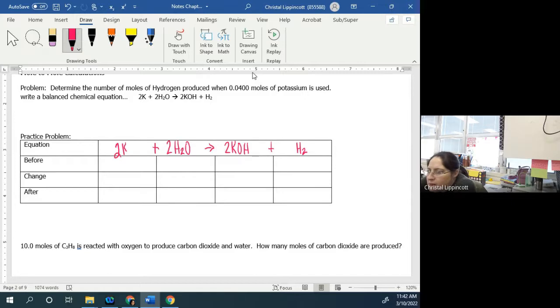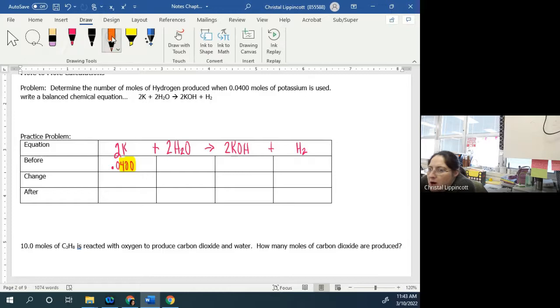So this says 0.0400 moles of potassium. So I'm going to find potassium here, and it says that I am starting with that. So I'm going to put down 0.0400. You need to make sure that you always have at least 3 significant figures in these boxes. This 4 is significant, and these 2 zeros at the end are significant. These are my significant figures, and I have 3 of them. You need to make sure that you always have 3 there.